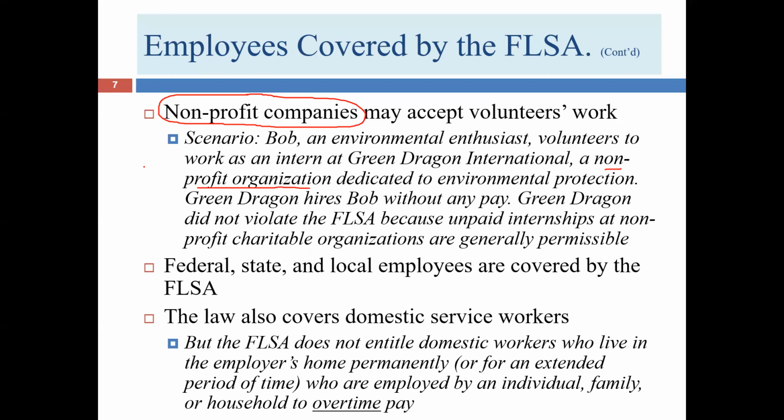That won't work. So you can have Bob be a complete volunteer for Green Dragon for the 50 hours, or you can pay Bob for the 50 hours, for 40 of them at normal pay, the additional 10 at time and a half. We'll talk more about how overtime is calculated. But you can't have this hybrid person who's an employee sometimes and a volunteer sometimes. You can't have that even at a nonprofit.